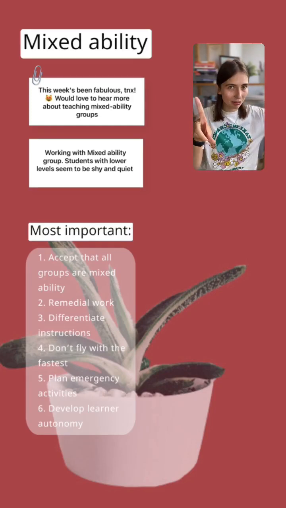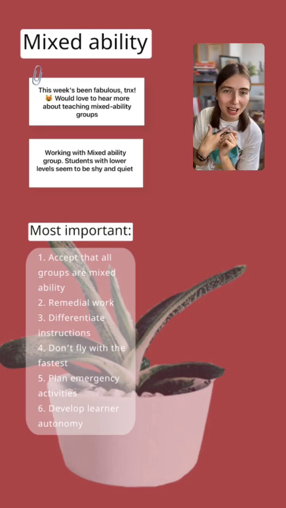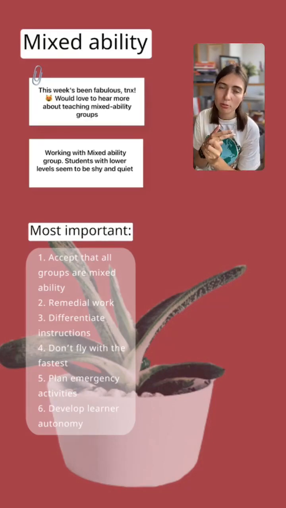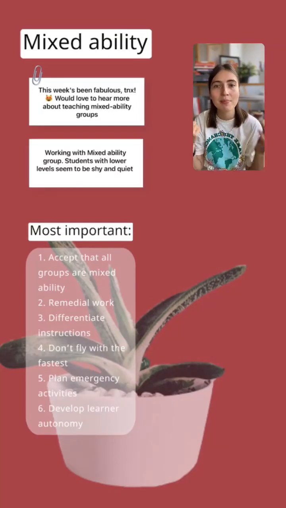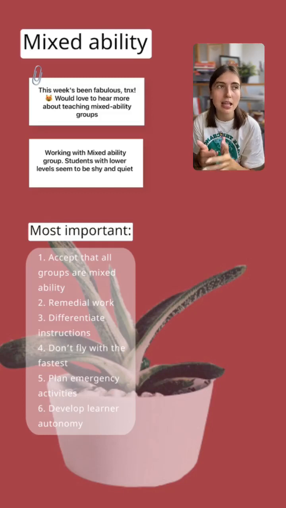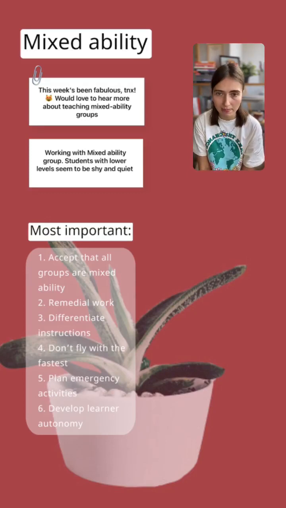Awesome. So that's question number 1. Accept the groups are mixed ability. Remember about remedial work, when you work with the same text over and over, changing the tasks. Differentiate instructions. Don't fly with the fastest, although it is tempting. Plan some emergency activities, and make sure that your students know how to learn, what works best for them, and what they can do once they're ready.